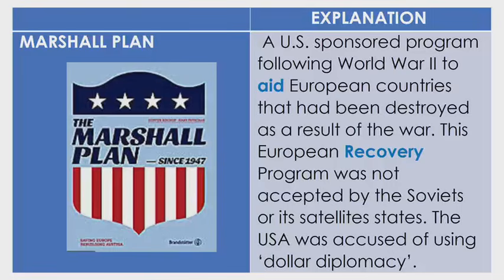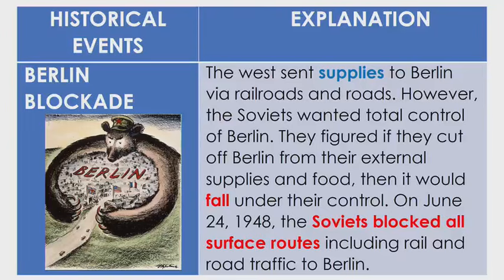We're now going to move on to some historical events. The first one I want us to take a look at is the Berlin Blockade. All right? So we know that after World War II, the West sent supplies to Berlin via railroads and roads, so all the surface routes. However, the Soviets wanted to control Berlin, and we know that Berlin was actually situated in their zone of occupation. So they figured or believed that if they cut off Berlin from the external supplies and food, then it would fall under their control, because the West would give up on sending supplies.